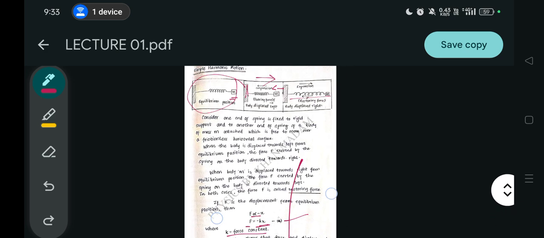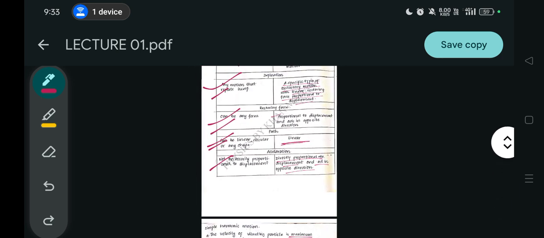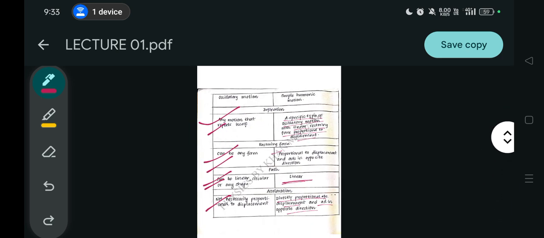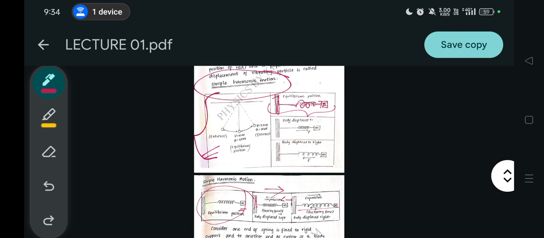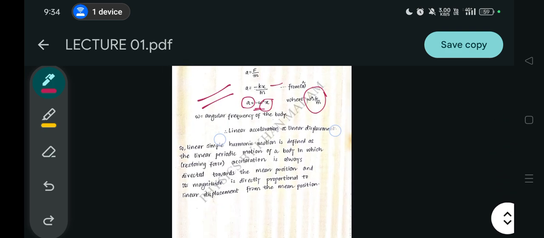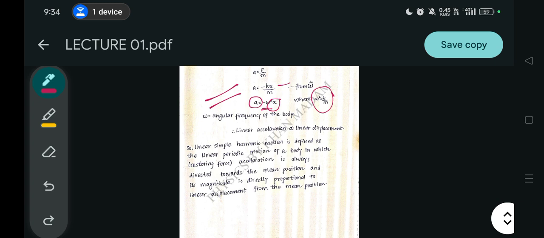Hope you have understood the concept of oscillatory motion and simple harmonic motion. Here we have studied the basic difference between oscillatory motion and simple harmonic motion, and you have studied the mathematical relation between linear acceleration and linear displacement. In the upcoming lecture we will study the differential equation of linear harmonic motion and its solution.